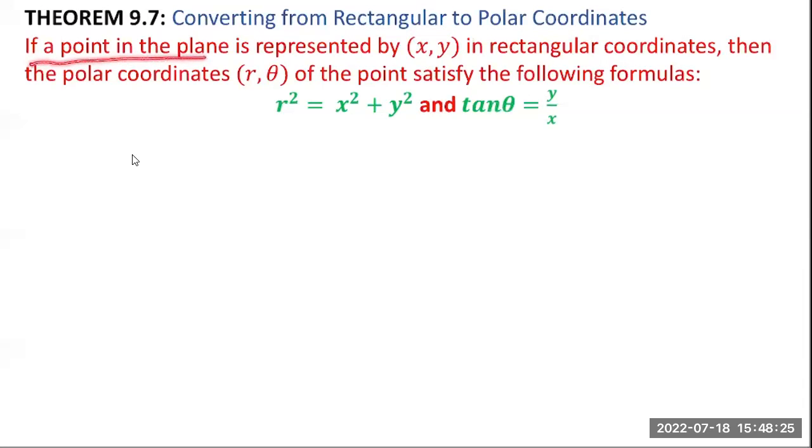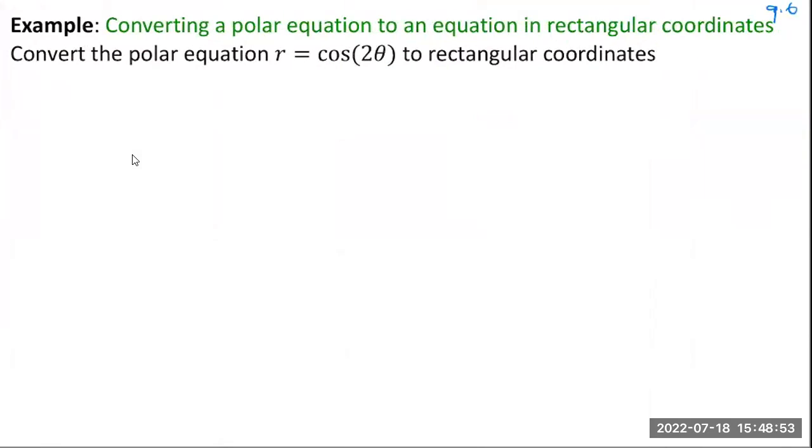If a point in the plane is represented by x comma y in rectangular coordinates, then the polar coordinates r comma theta of the point satisfy the following formulas. r squared is equal to x squared plus y squared, and tan theta is equal to y divided by x. That's how you convert rectangular to polar coordinates. All right, let's look at an example to understand this theorem.